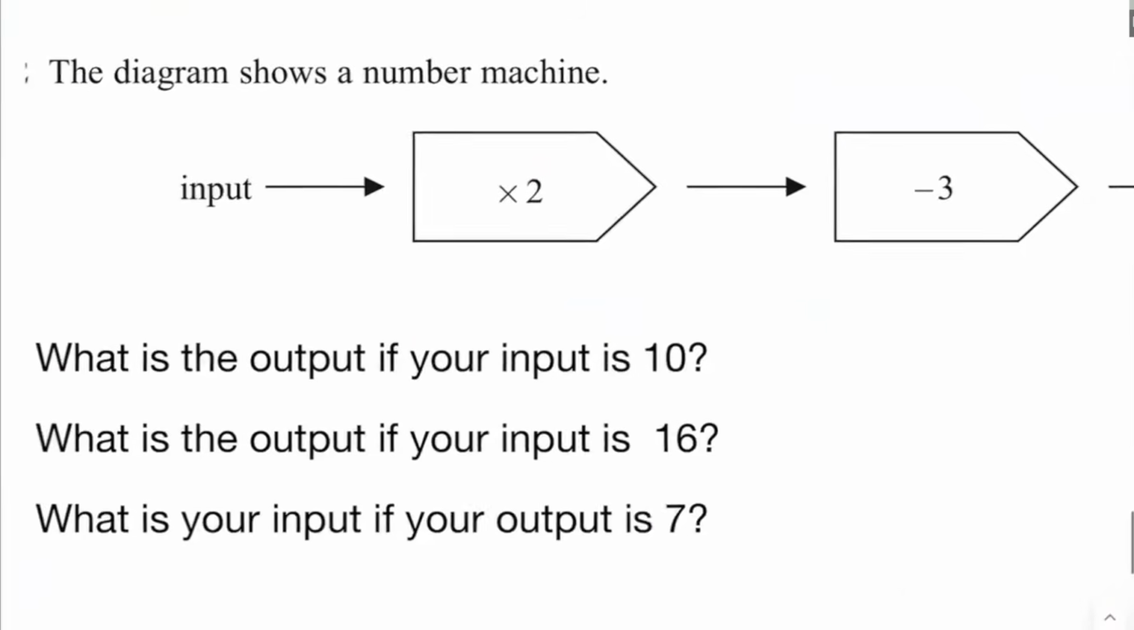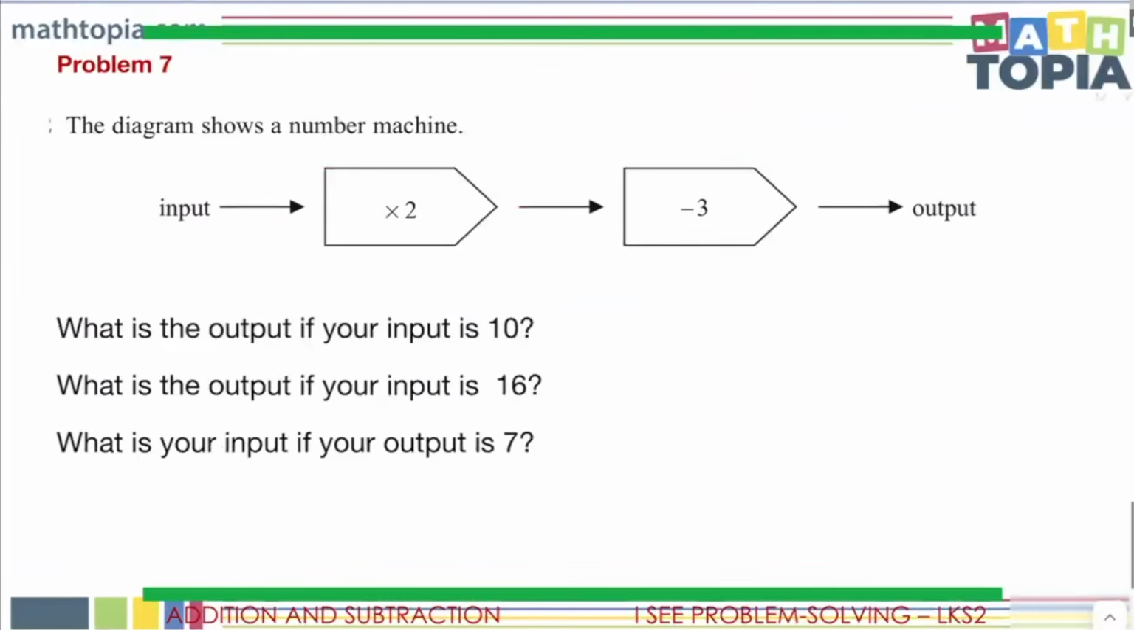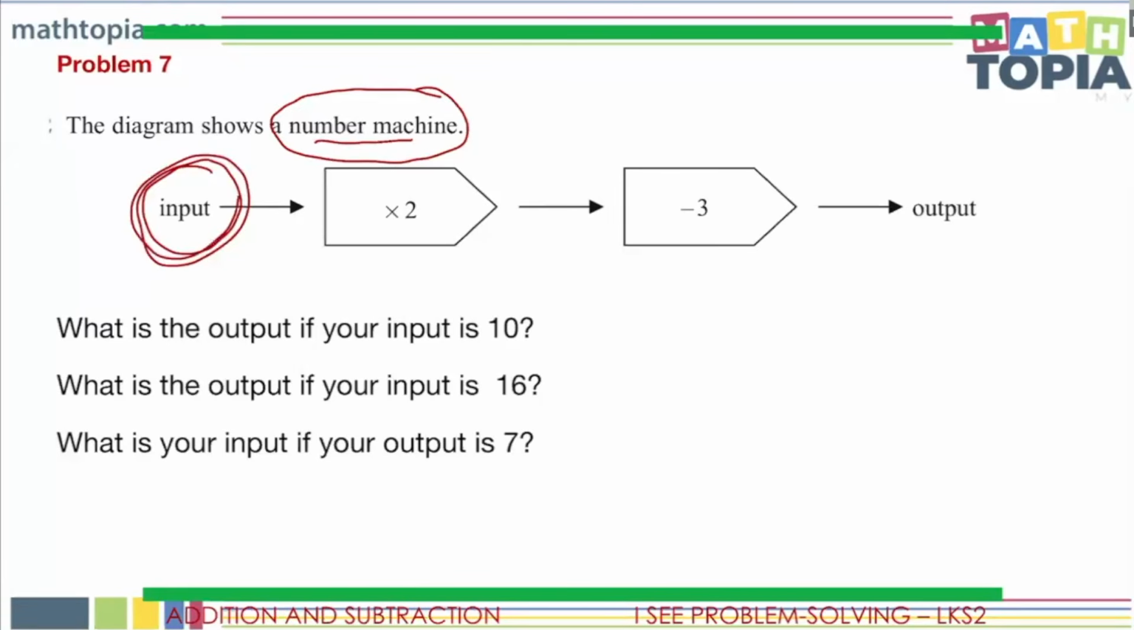So now I am going to show you a very interesting problem related to a little bit of doubling and minusing. So here's a question. There is a function machine, also called a number machine. It's a very interesting magical machine. You input a number and you double it, and you take away 3 from there.